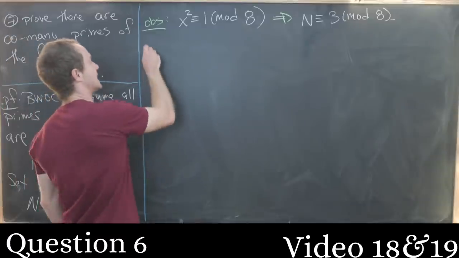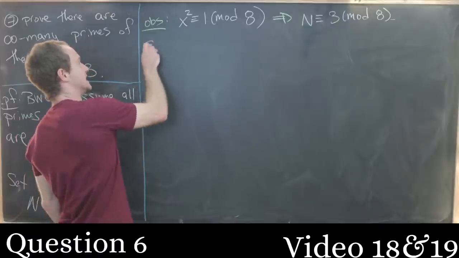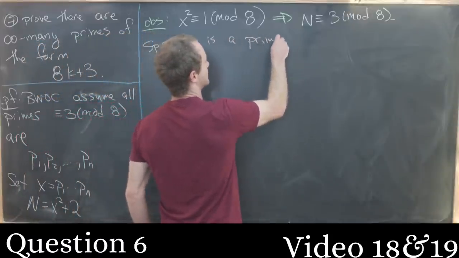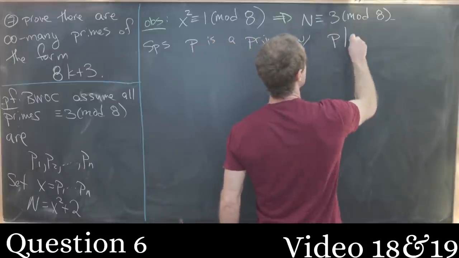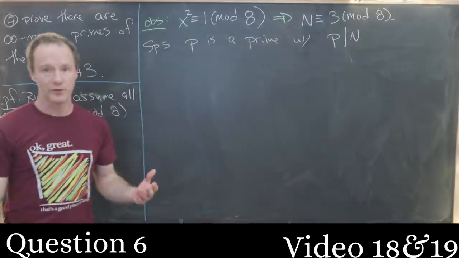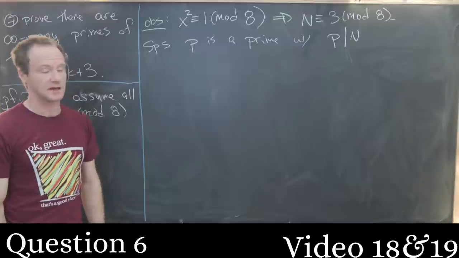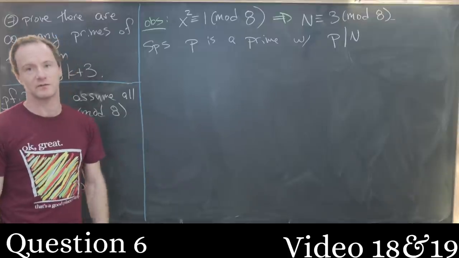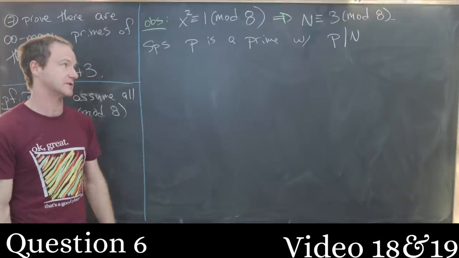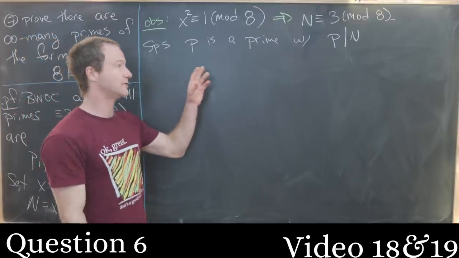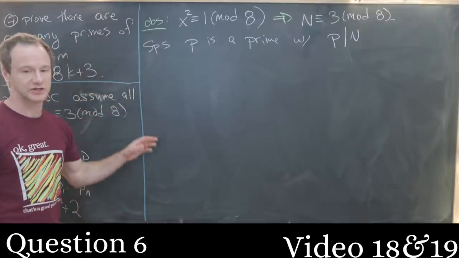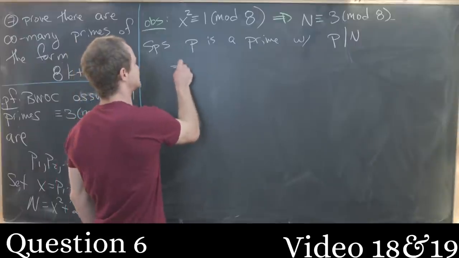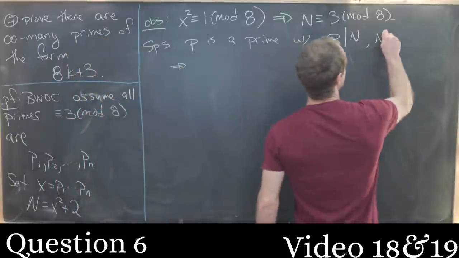Now, next up, we want to say that we've got a prime that divides n. So let's suppose P is a prime with P divides n. So a priori, we do not know the type of P. P could be congruent to 1, 3, 5, or 7 mod 8. It could be any of those possibilities. Obviously, we want to prove that P is 3 mod 8, which we'll get to our contradiction, but we can't do that just yet.